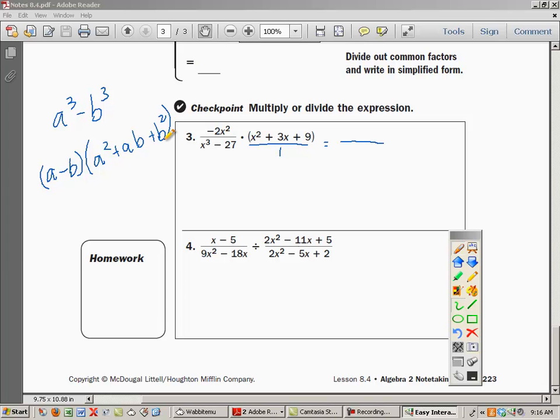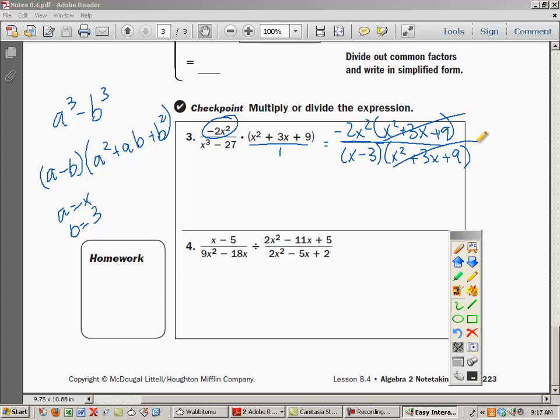All right, so in this case, my a is equal to x, and my b is equal to 3, because what did I cube to get x cubed? I cubed x. And what did I cube to get 27? I cubed 3. All right, so the denominator of this guy ends up being x minus 3 times x squared plus 3x plus 9. And the numerator of this guy is just simply negative 2x squared times x squared plus 3x plus 9. And conveniently, these two cancel, and I'm left with negative 2x squared over x minus 3.